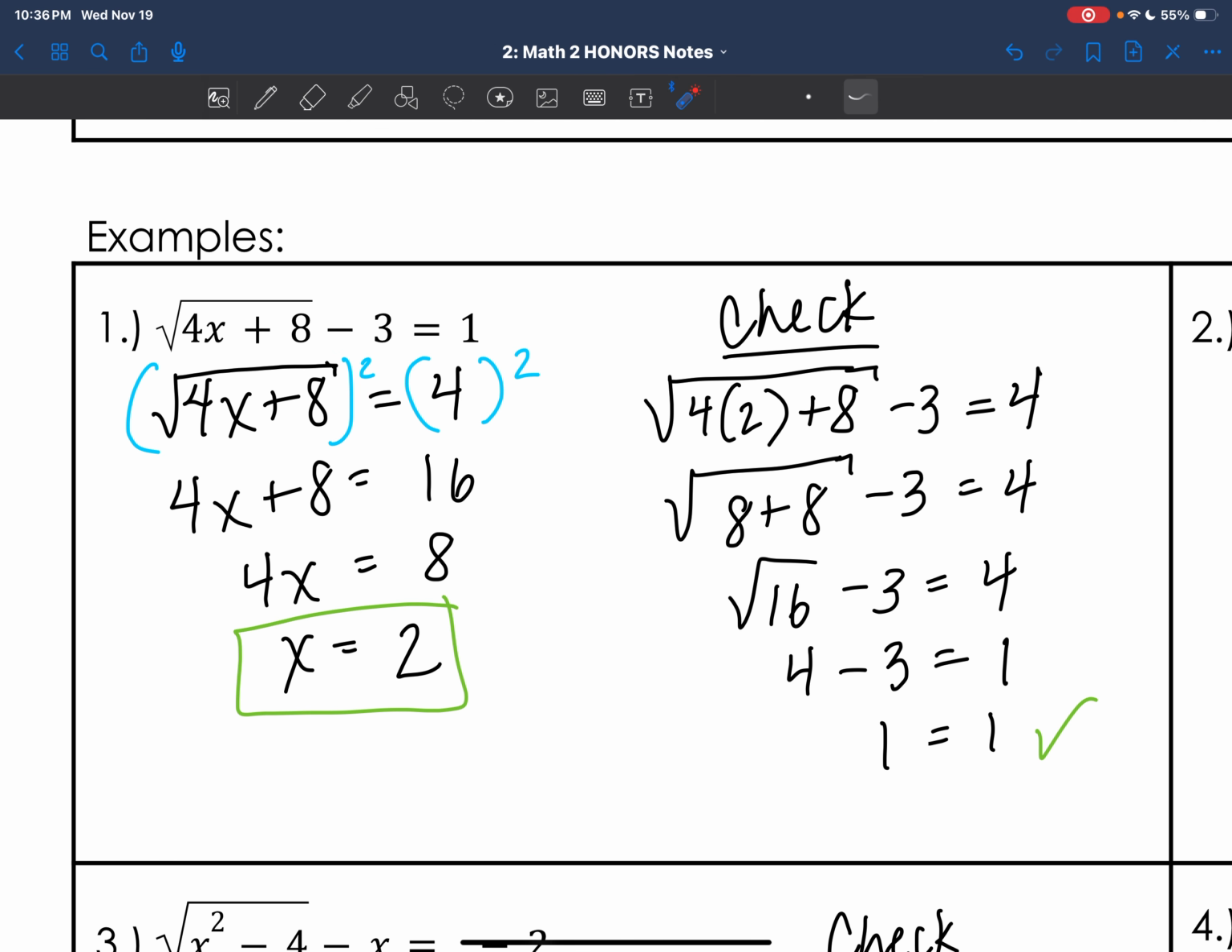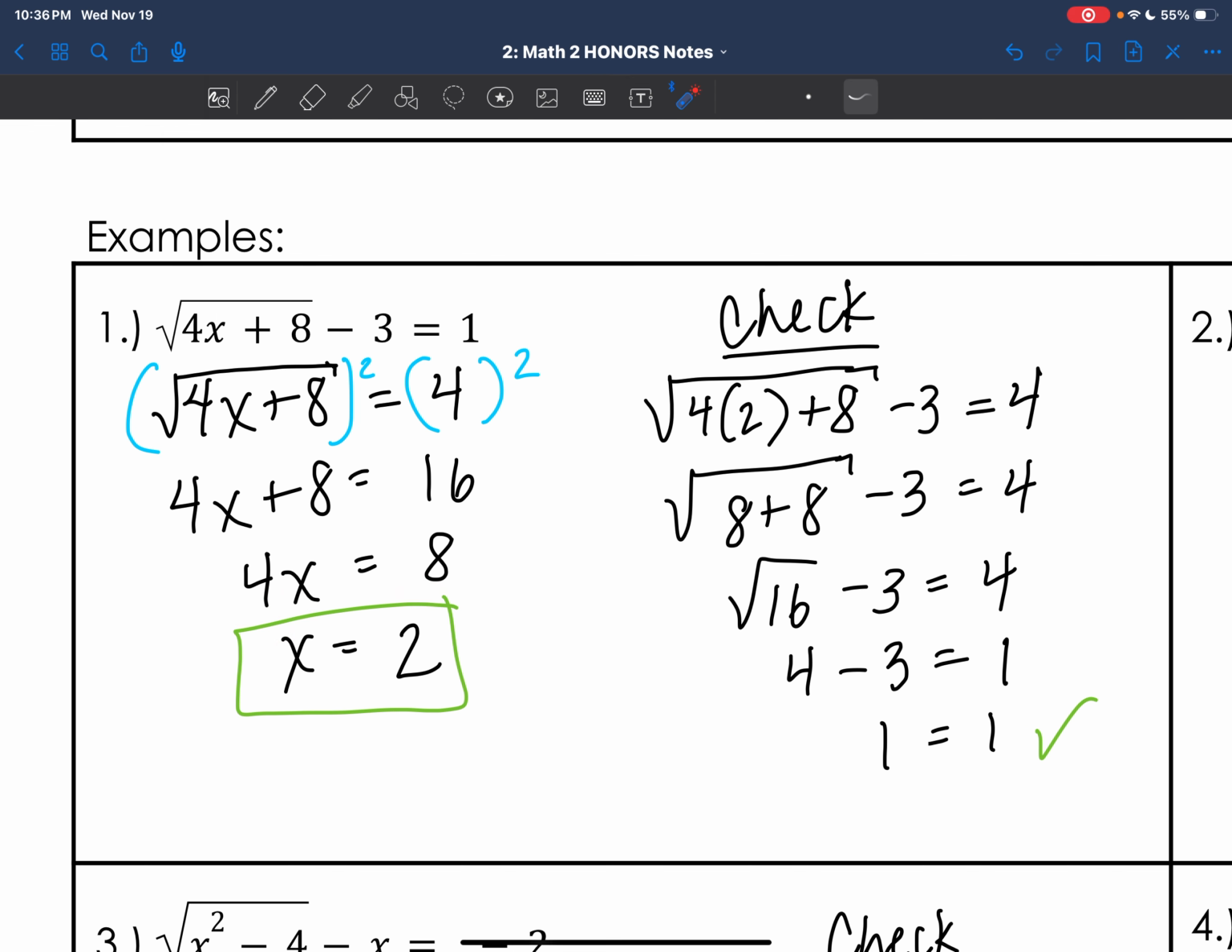So we square both sides. Your radical and your square cancel each other out, so you're just left with 4x plus 8 equals 16. Go ahead, subtract 8, and then you get 4x equals 8. Divide both sides by 4, and x equals 2.